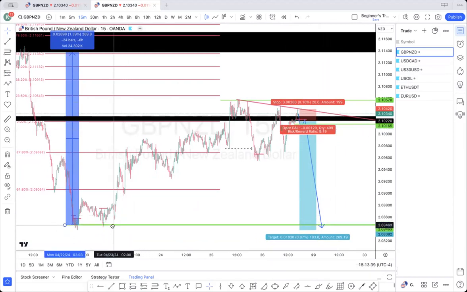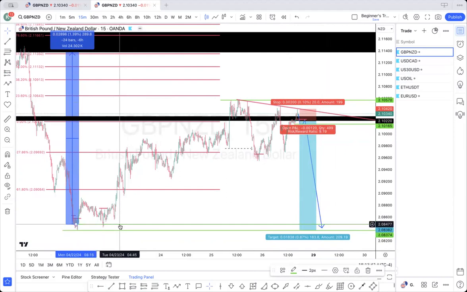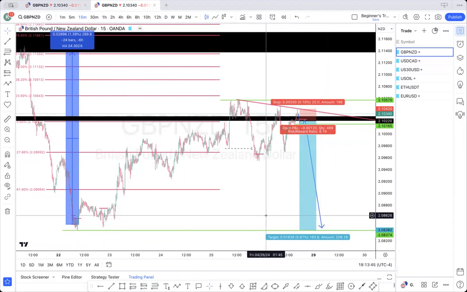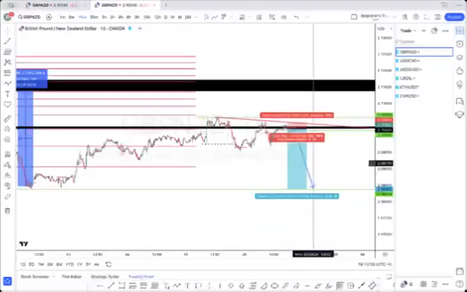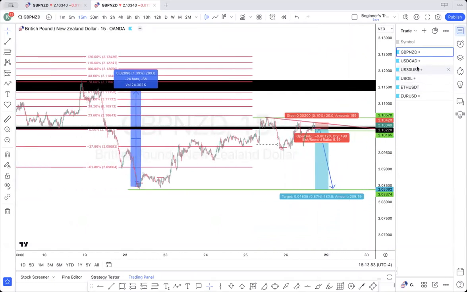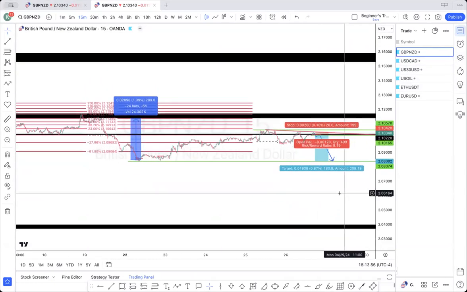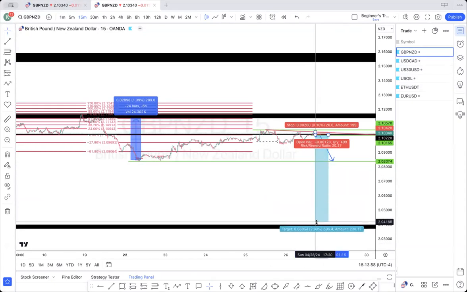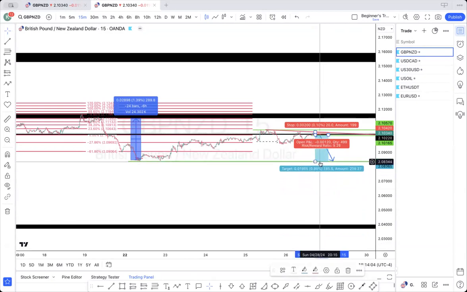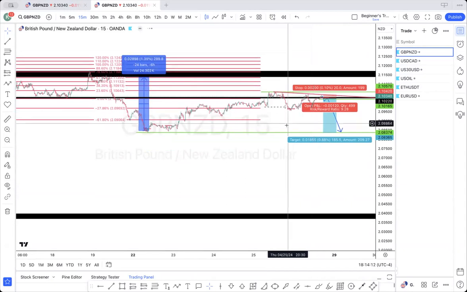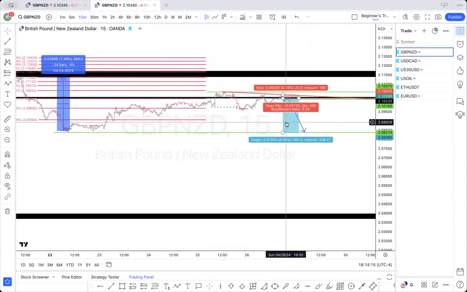So, I'm just going to put this there as the TP. Now, I really want price to go down to here. So, this is 185 pips. That's more than enough to flip an account, to build your equity, to do whatever you need to do for your account, right?